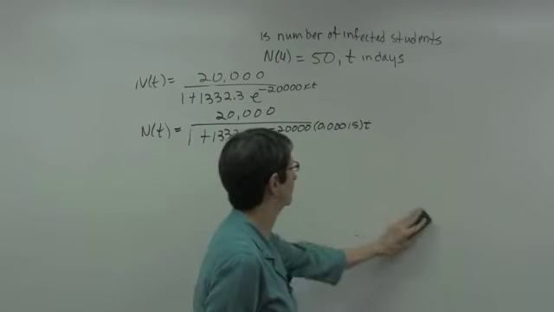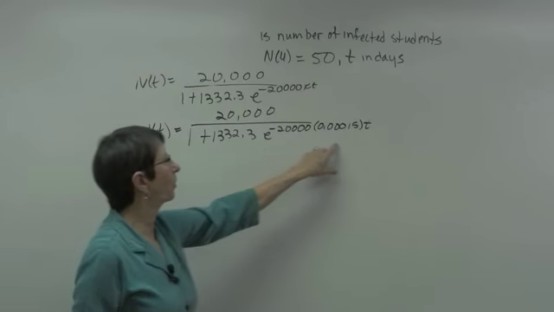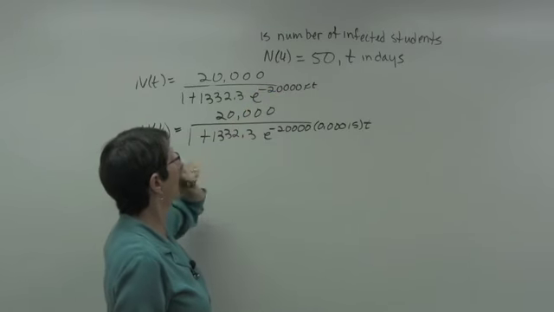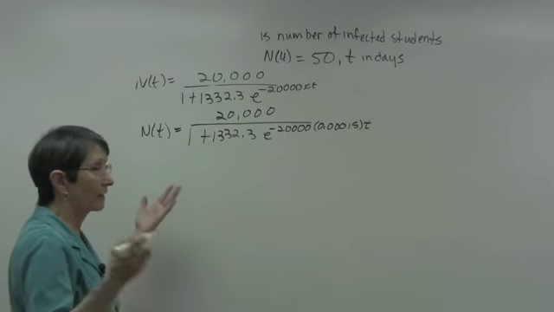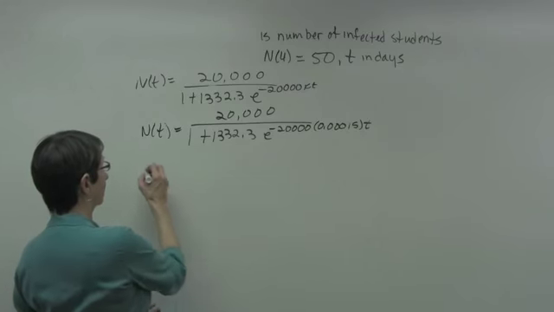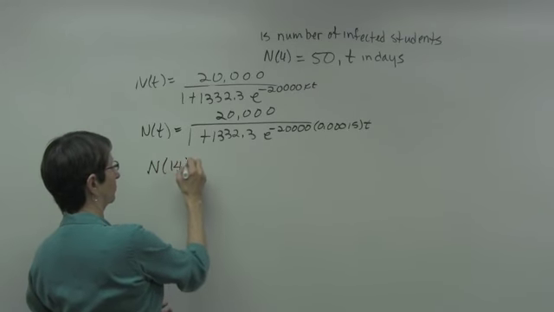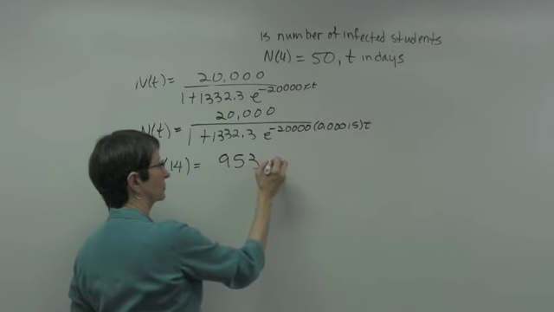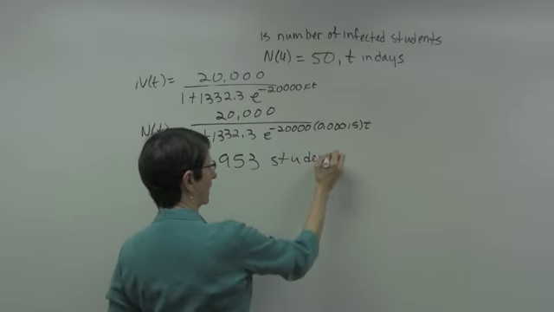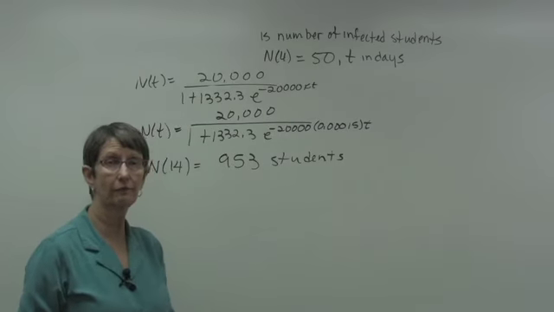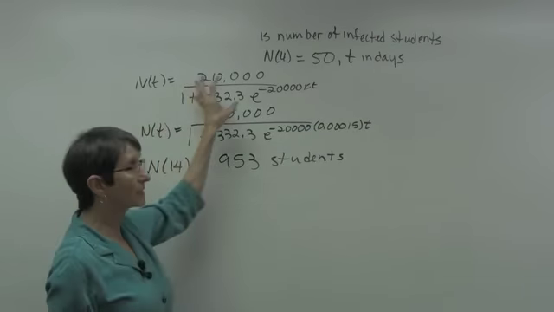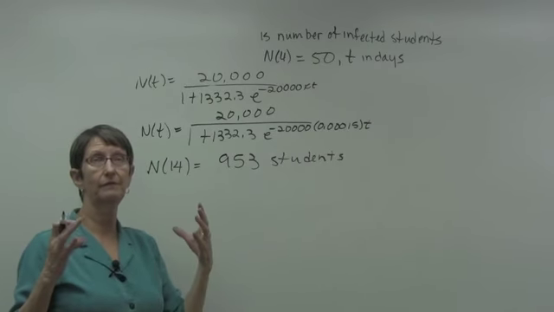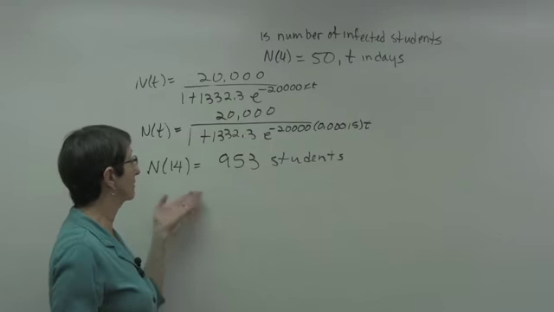Once we get to this point, finally, we can plug in T equal to whatever we want to. We asked for 2 weeks, so we'd plug in T equal to 14 and end up with about 953 students. Remember, you can get a decimal, but you've got to round because students are integers, not fractions. This is a lot of messy numbers, but typically this is what you have to do when you have data and you have to come up with a result.